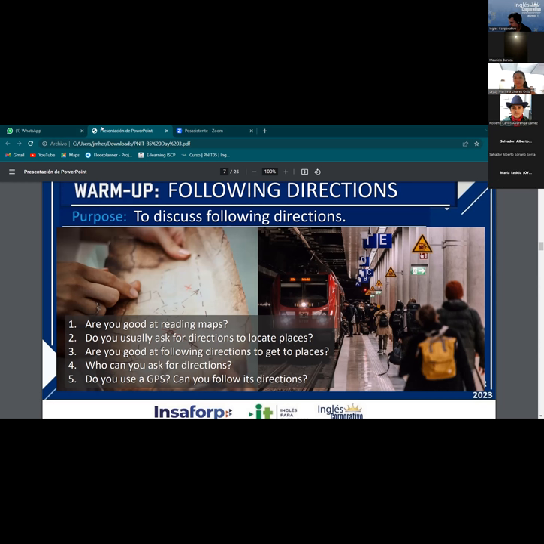Okay, number four. Who can you ask for directions? In my opinion, I ask for directions from a police officer or an old person, or I ask my friend if he knows the directions. This is my opinion. What about you, lady?